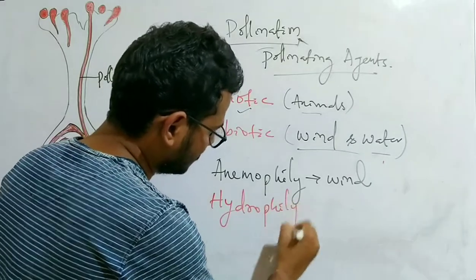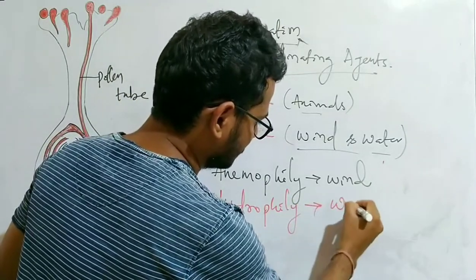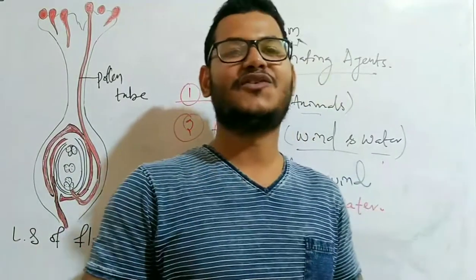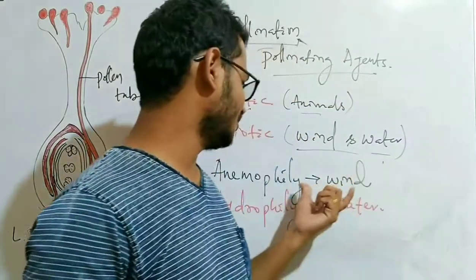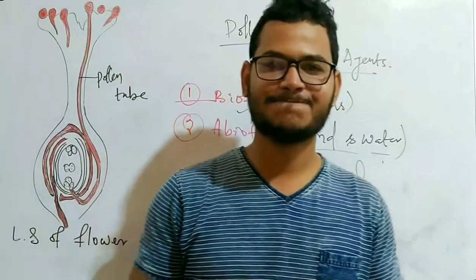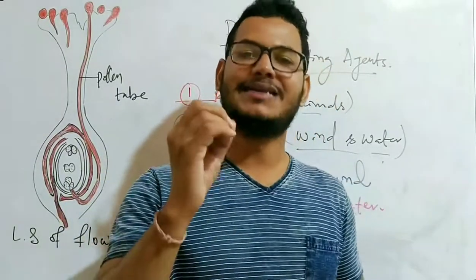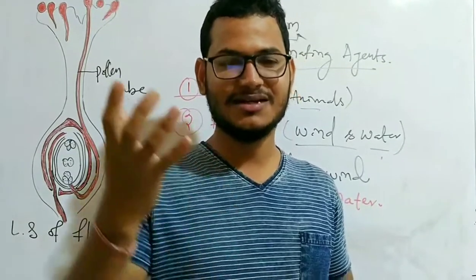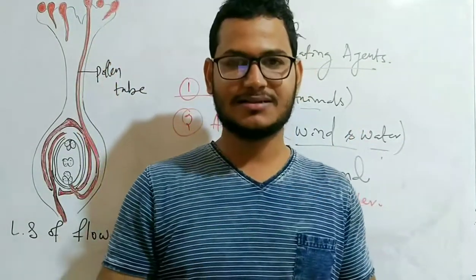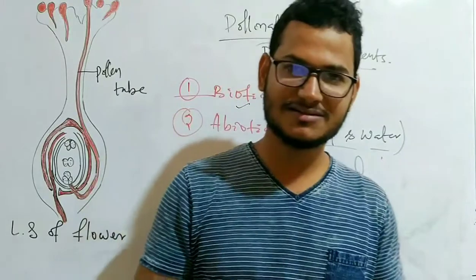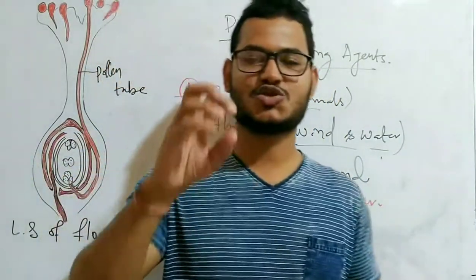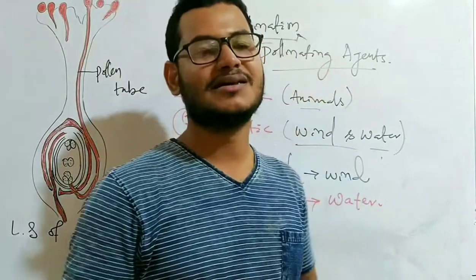Hydrophily is when the pollination is caused by water. Clear? So the pollen grains in this case, where wind and water are the pollinating agent, are normally light, not very heavy, so that they can be easily blown by the water and wind. The pollen grains should be light and non-sticky. They should not stick to a particular area.